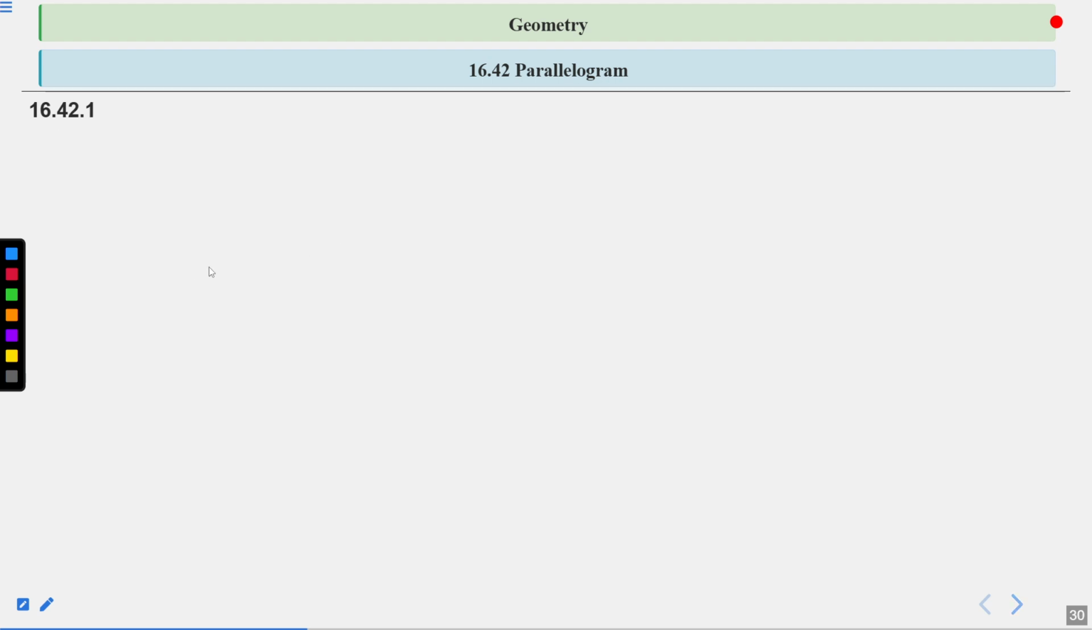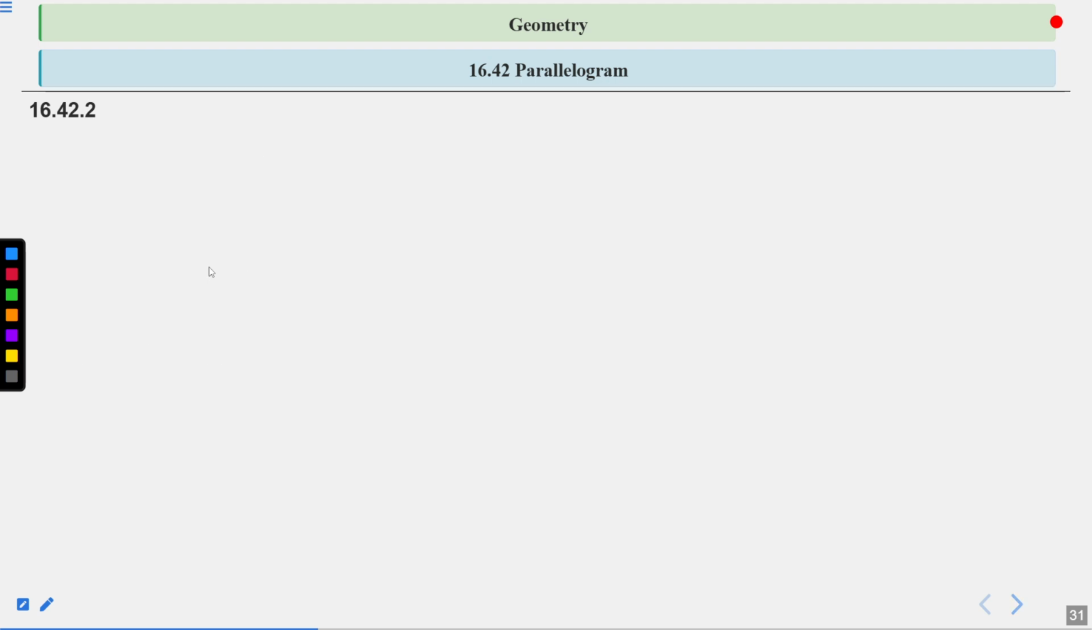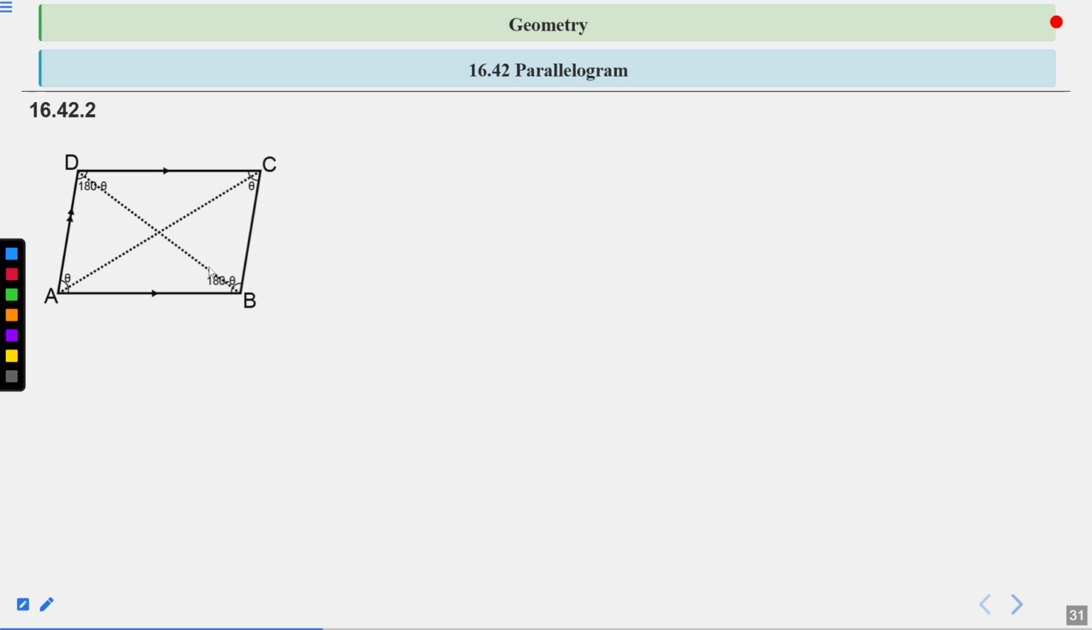Next one, 16.42.1 of the parallelogram formula. This is the diagram of the parallelogram. AB is parallel to CD and BC is parallel to AD. Next, 16.42.2. This is the diagram of the parallelogram, and angle A equals angle C and angle B equals angle D. Opposite angles are equal.